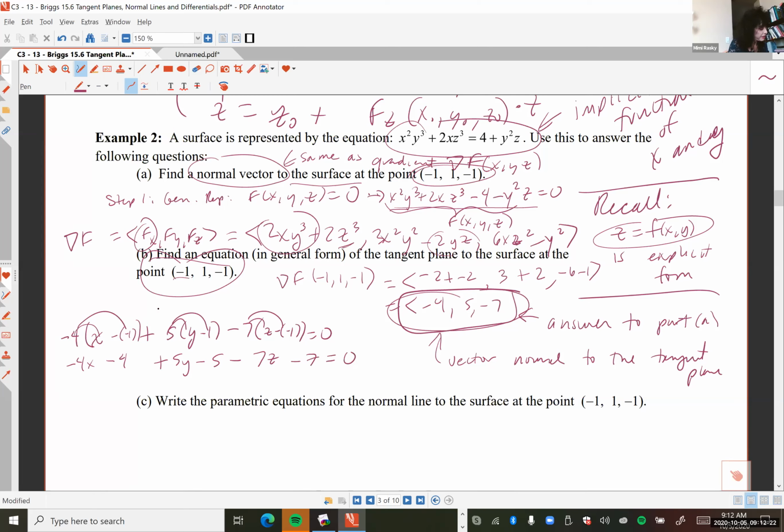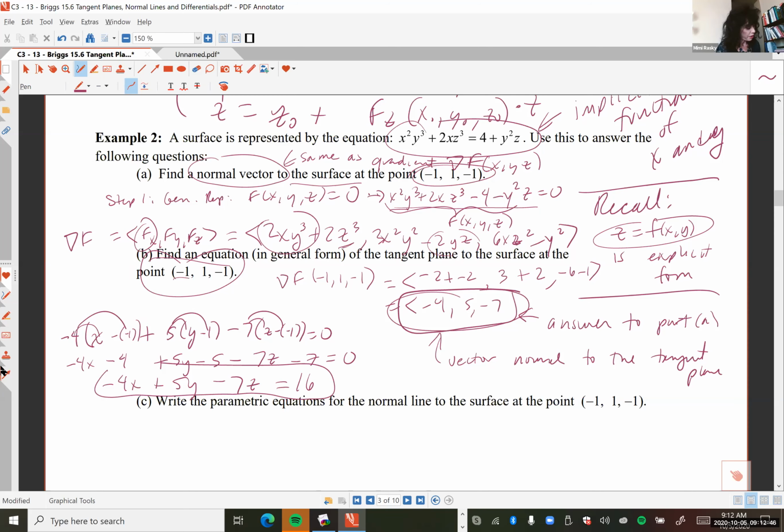And then rewrite this where it looks a little nicer. So I'll keep the x, y, and z terms on the left. Oh, that's a terrible looking 7. I apologize. That 7 looks like a z. And then I'll move all the constant terms to the right, and I think I get 16. So there's the general format for the equation of the tangent plane.